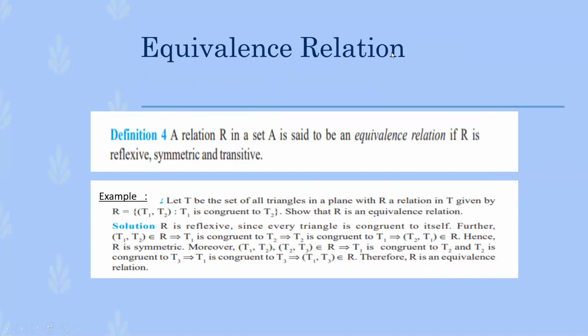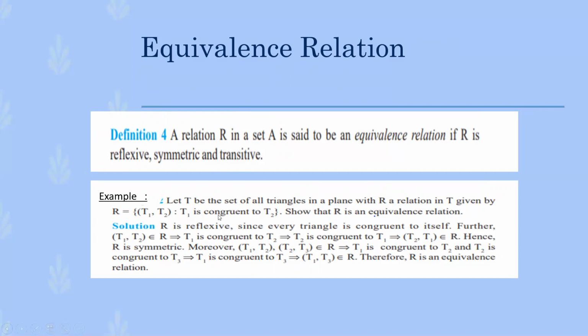So let's see, if any relation satisfies these three conditions, what is it known as? See, equivalence relation. What is written here? A relation R in a set A is said to be an equivalence relation if R is reflexive, symmetric, and transitive. Sometimes the question comes: show that the relation R is an equivalence relation. It means you have to show reflexive, symmetric, and transitive conditions.